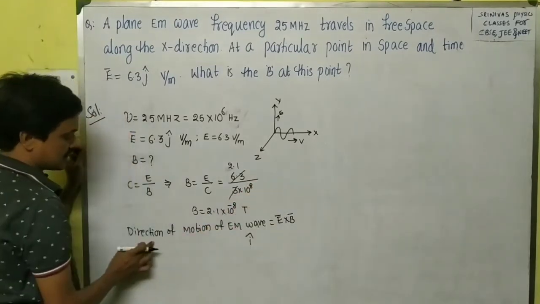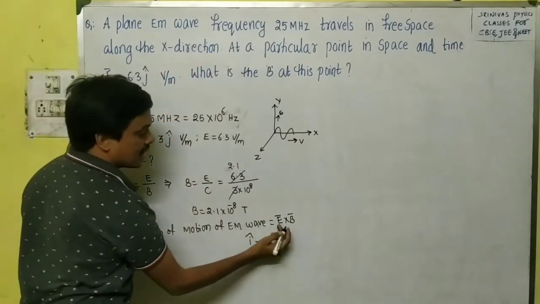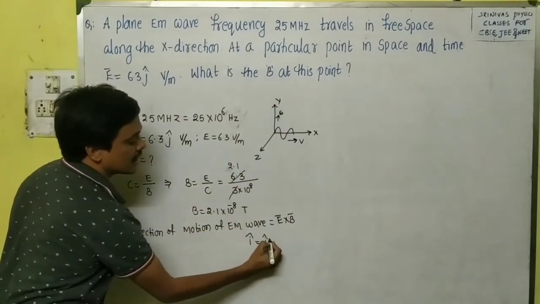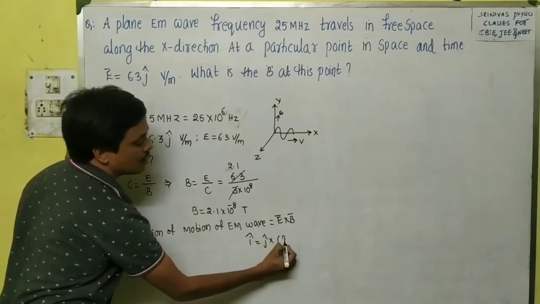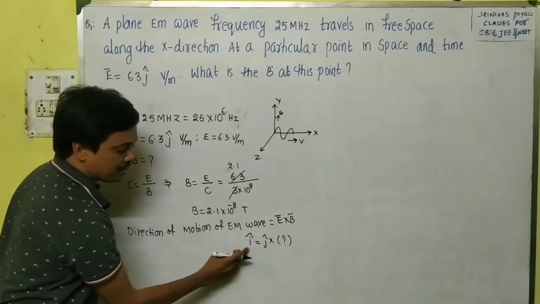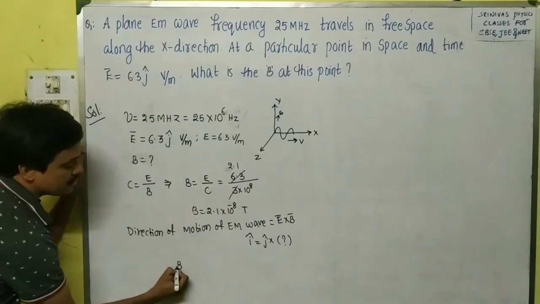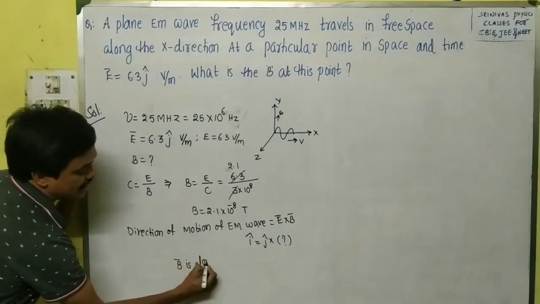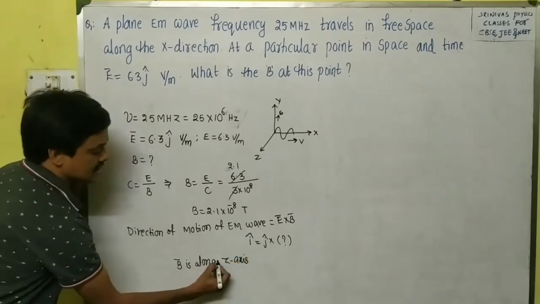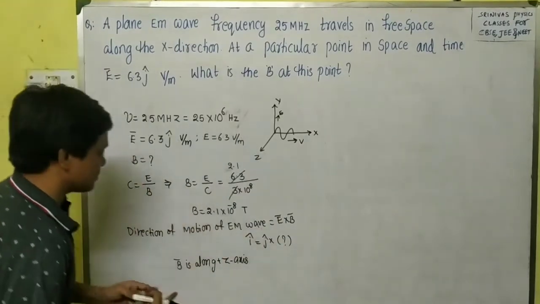So we write i cap: the EM wave is traveling along the x direction. The electric field is along the y axis, that is j cap. The direction of B is the question, so we write a question mark. You know j cap cross k cap gives i cap. That means the B bar direction is along k cap, that means B bar is along the positive z axis. We write it like this.